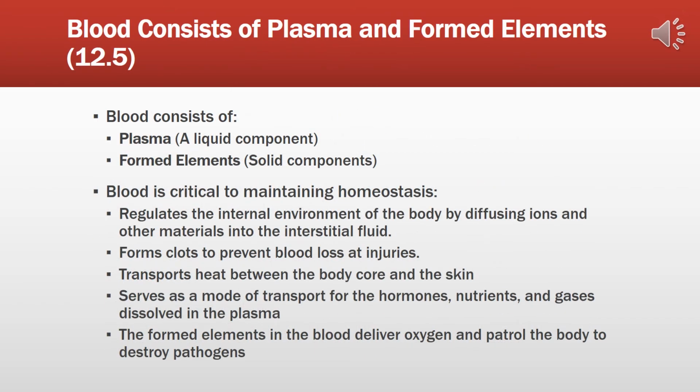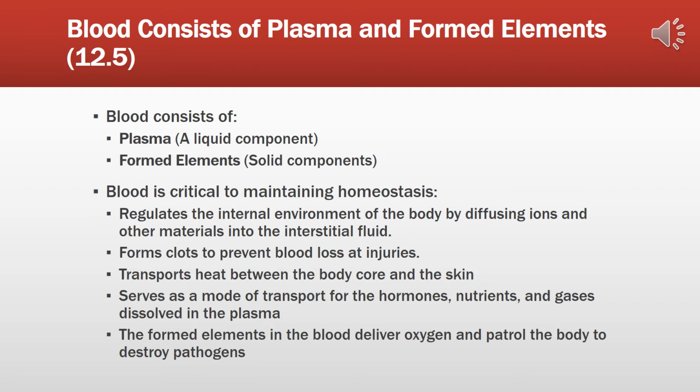Section 12.5, blood consists of plasma and formed elements. Now we're going to leave the heart and the rest of the cardiovascular system and just talk about blood for the rest of the chapter. Blood consists of two things: plasma, which is the liquid component, and the formed elements, which are the solid components of blood, and these are mostly cells.